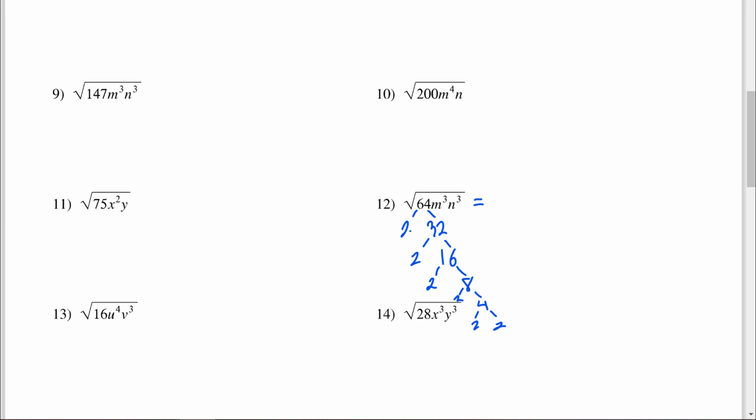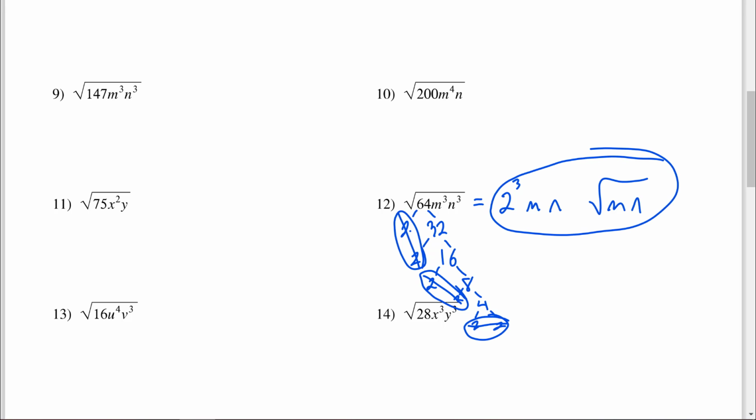So again, I'm looking for pairs. I've got 1 pair, 2 pair, 3 pairs of 2s. So I can take 3 sets of 2 out. M, if it's m to the third, I can take 1 set out. And there's 1 left behind, right? So I've got 1 pair of m's that's on the outside and an m on the inside, leftover m. N to the third, I can take 1 pair out, which leaves me with 1 n left, and I used up all my numbers, so there aren't any numbers left in my problem. So that's my final answer. You can put a little multiplication thing in there if you want.